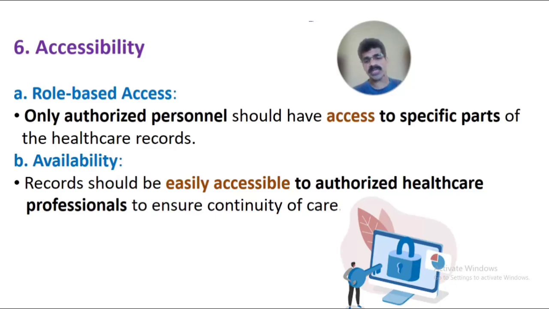The healthcare of the patient is done by a group of different health team members. To maintain the continuity of healthcare, all the authorized healthcare personnel should be able to easily access the patient healthcare record or medical record. This comes under accessibility, that is role-based access and general availability for all authorized health team members or healthcare professionals.